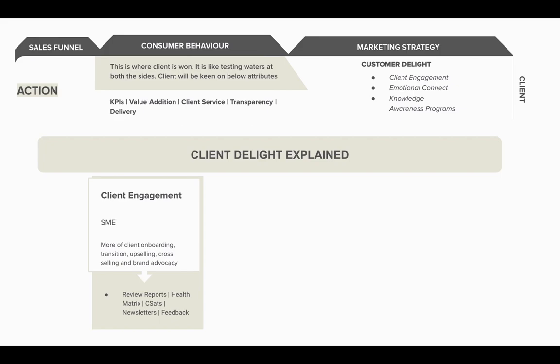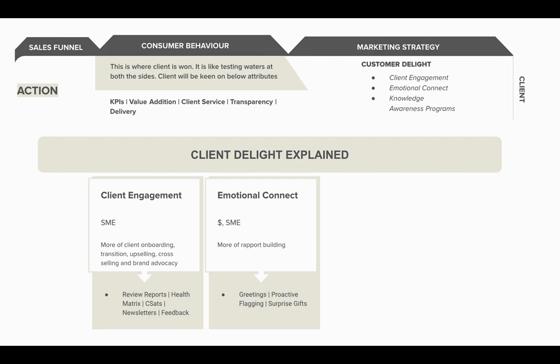You might want to nurture them through your newsletters on anything which is newsworthy at your company's end. You might want to publish it. You might want to educate your client about it, and you might want to collect feedback from them on an eventual basis. Then comes emotional connect.